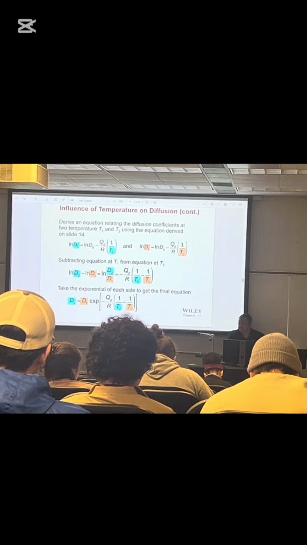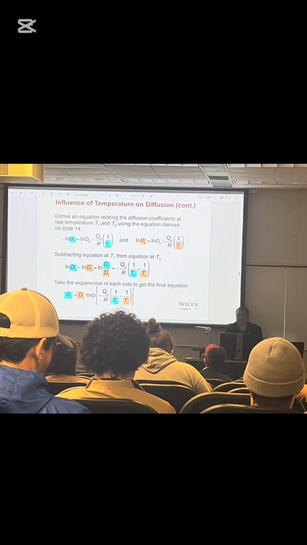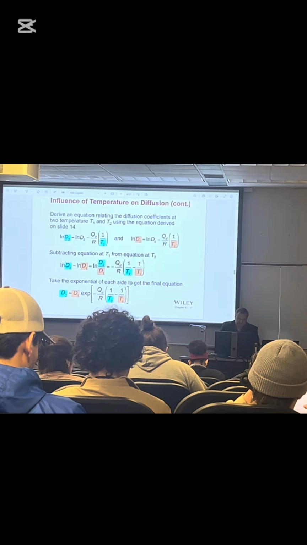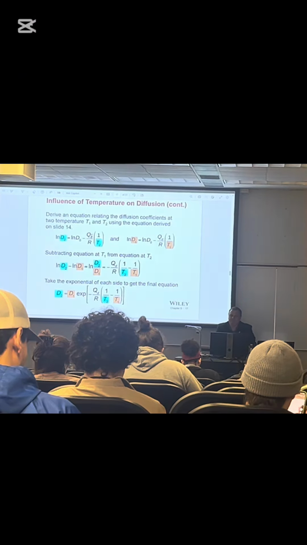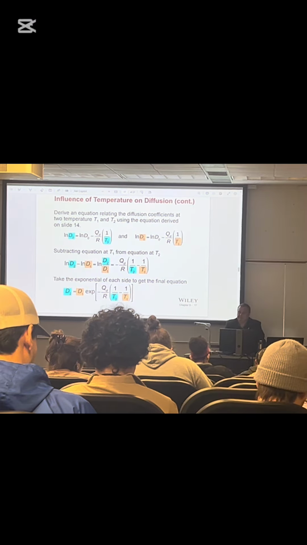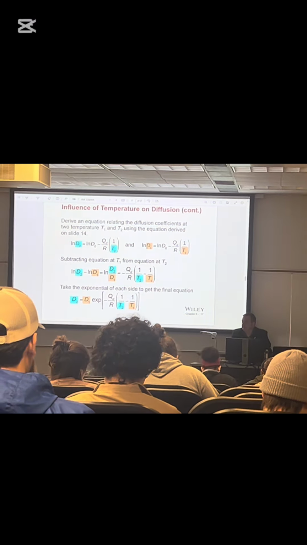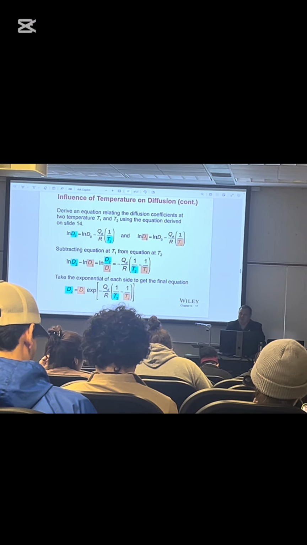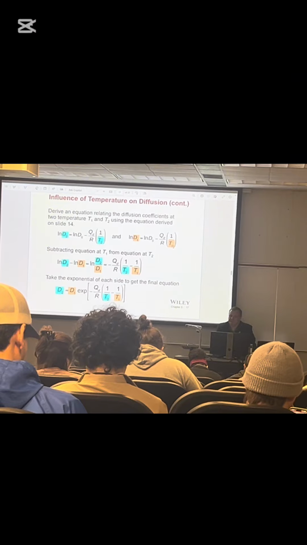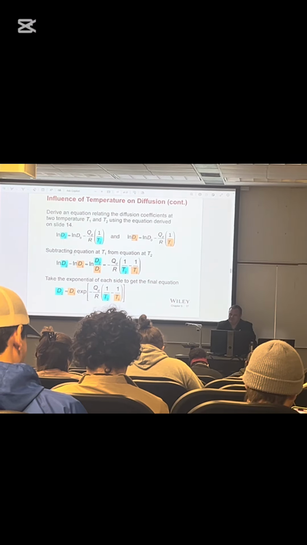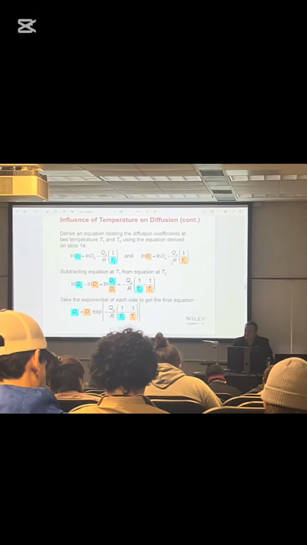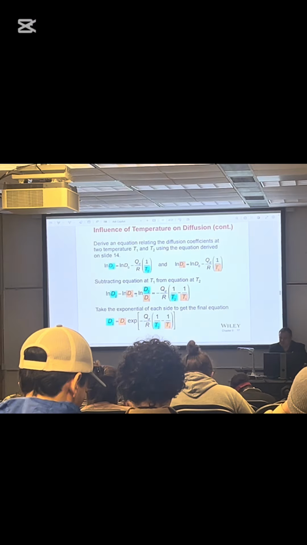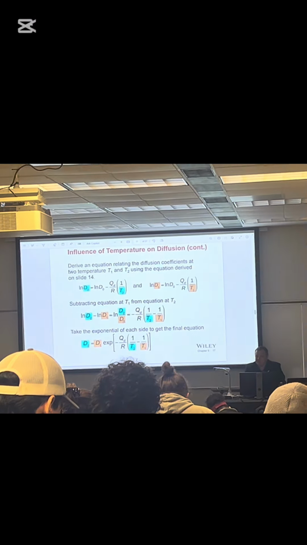And what we're going to do is follow this procedure of taking natural logs on both sides of this equation. So we have the natural log of D2 is equal to the natural log of D0 minus Q sub D over R times 1 over T2. And at temperature 1, we have the natural log of D1 is equal to the natural log of D0 minus Q sub D over R times 1 over T1. And then we subtract this equation from this equation. So this becomes the natural log of D2 minus the natural log of D1 is equal to the log of D2 over D1.